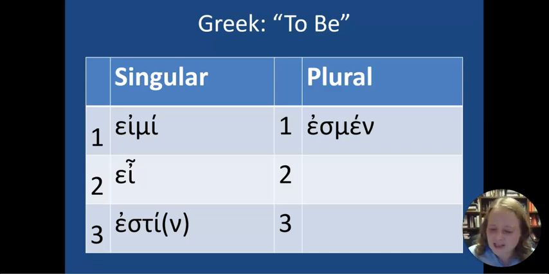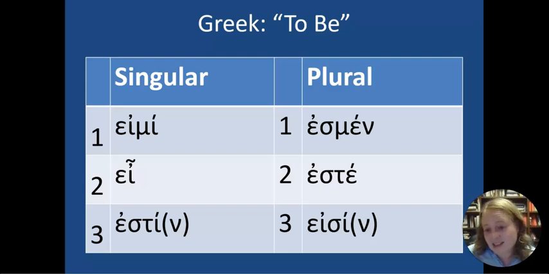You have we are, esmen, y'all are, este, and you have eisin, they are. And it follows the same rule about if the next word begins with a vowel, you need that nu. If it doesn't begin with a vowel, if it begins with a consonant, then you just say eisi. These are common. They occur all the time. You just need to star this chart, put a little flag on this page, do whatever you need to do to learn it. There's one of these charts in your notebook as well.